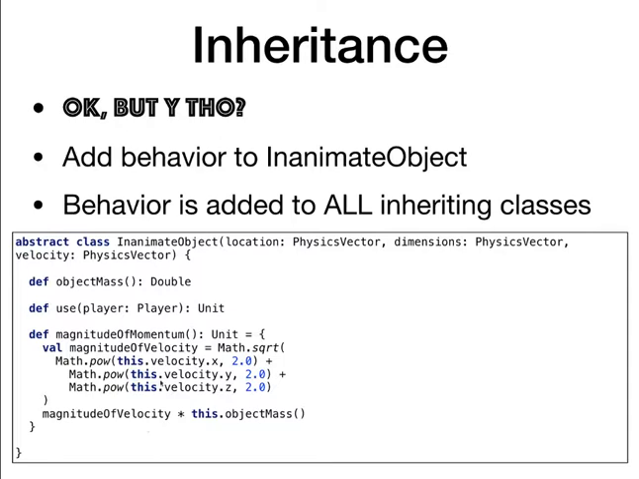As opposed to putting magnitude of momentum there, the other way to do this before inheritance would be to cut and paste this method into health potion and the ball classes, and then instead of this dot object mass, replace that with the specific calculations for each one of those classes. That can be tedious, not the worst thing, but think about as you want to add new features to your game. What if I want a lot more different types of inanimate objects in my game? I might want 100 different types.